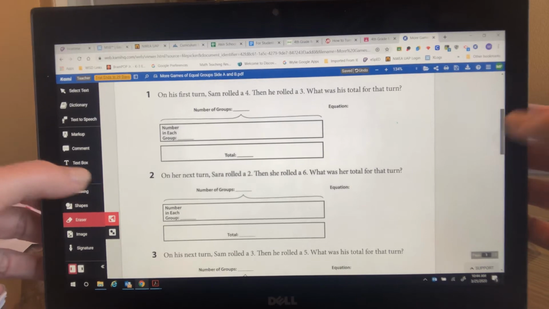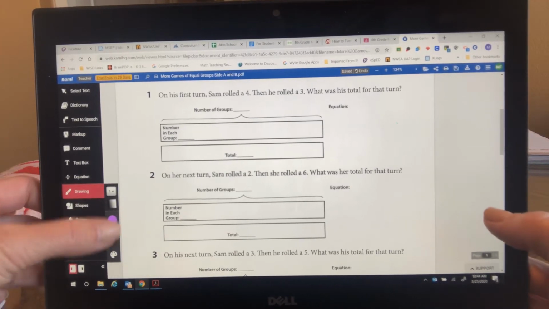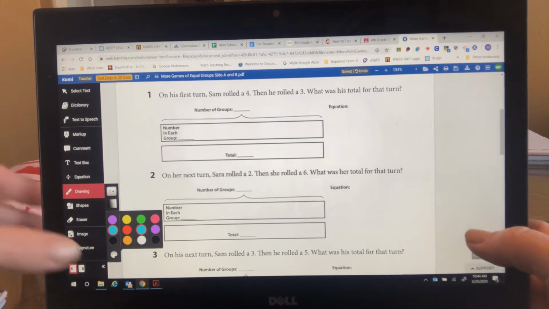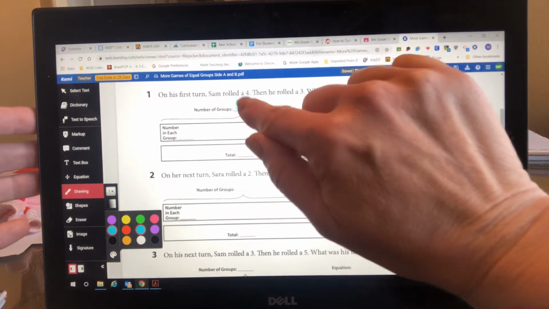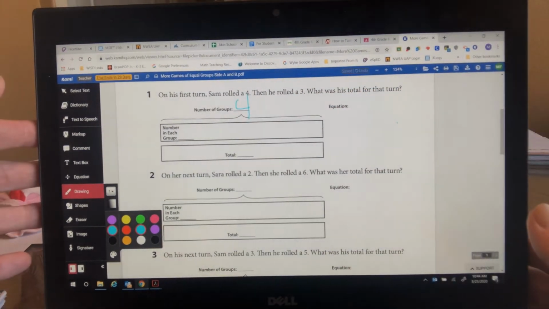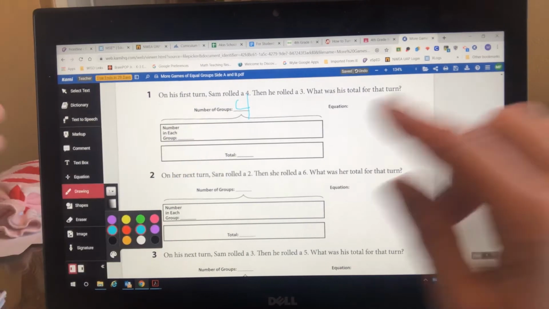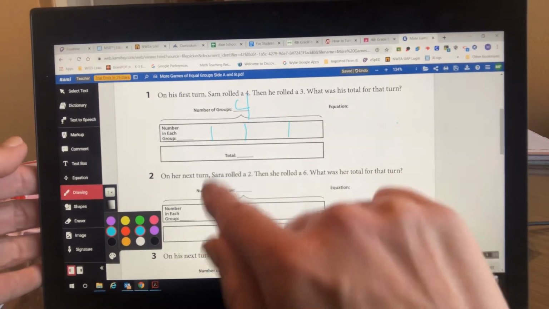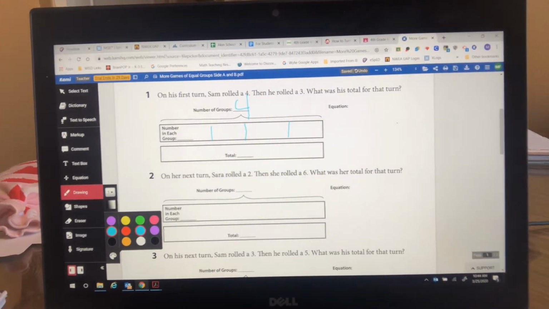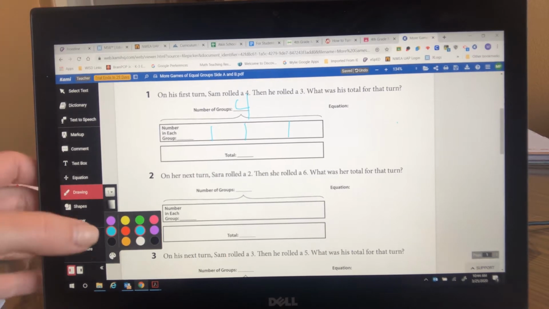Let's look at number 1 together. It says, on his first turn, Sam rolled a 4. Well, remember from yesterday that my rolls are my number of groups. So I'm just going to, with my finger, put a 4 right there on my number of groups. And I'm going to divide my bar into 4 equal parts. Now, boys and girls, it does not have to be perfectly divided. I don't want you to stress and spend a lot of unnecessary time trying to make those perfectly divided, as mine are not. But just get as close as you can.